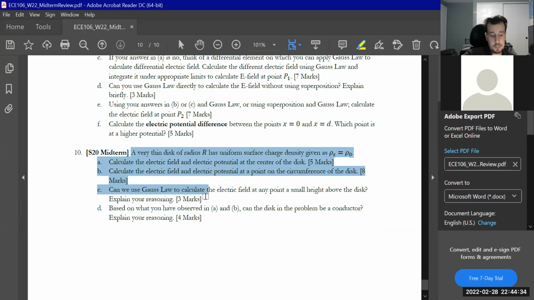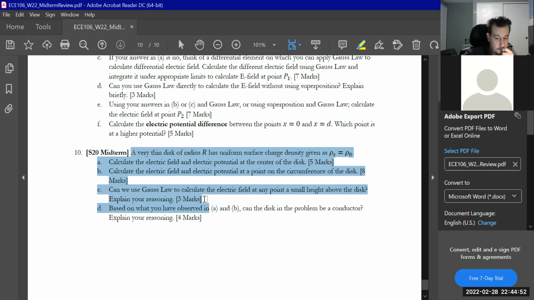Explain your reasoning. I don't have an enclosed shape that can obey the two rules: that I can have the normals be parallel to the electric field and have the electric field strength be uniform across it. I don't have a shape like that to enclose the disk. Right.